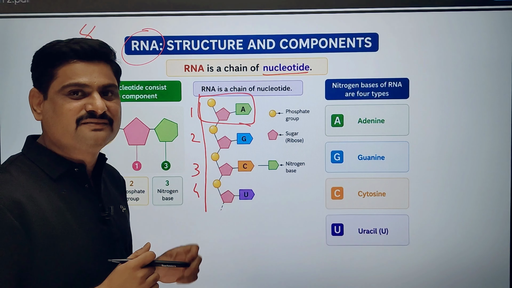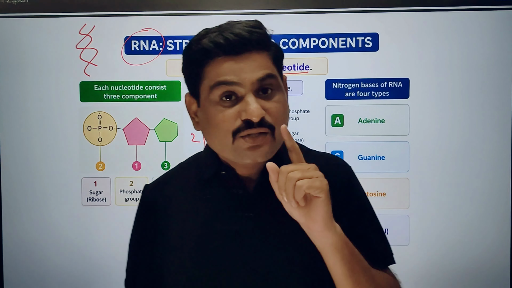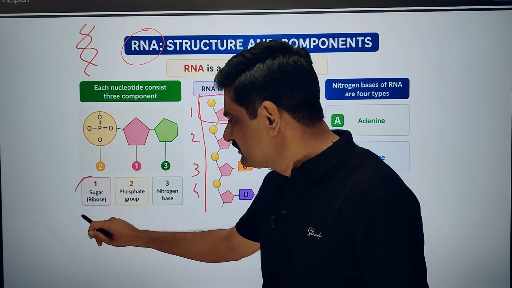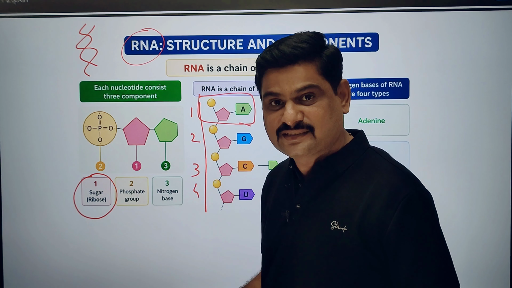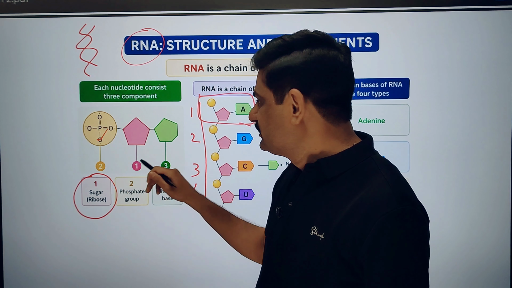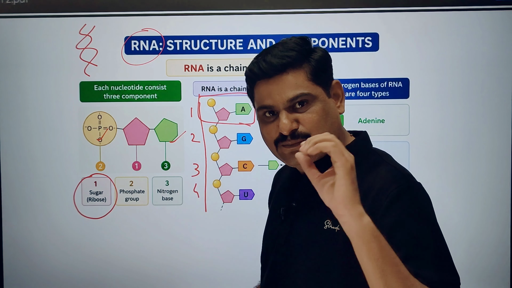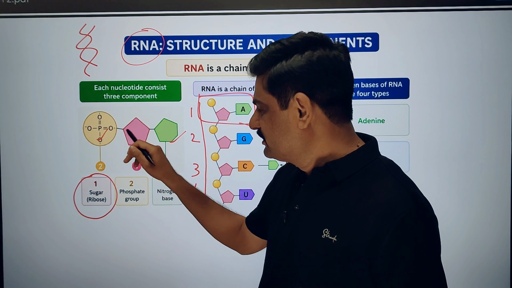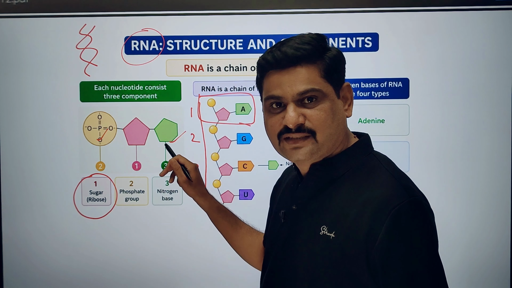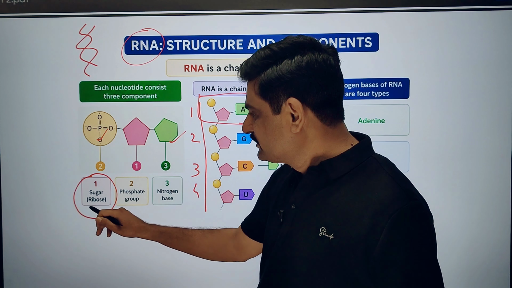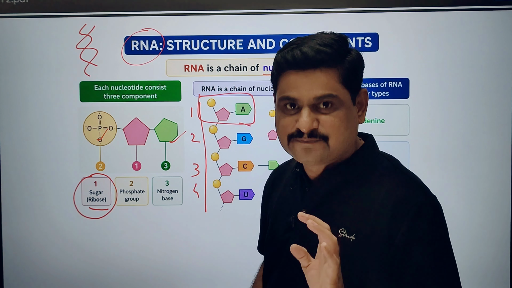Then what is the difference in the two cases? One, the sugar which is present in RNA is ribose sugar, whereas it is deoxyribose sugar in the case of DNA. So here the sugar present is ribose sugar, remember this. The rest, the phosphate group and nitrogen base, are also there. So each nucleotide is made up of 3 components: phosphate, sugar, nitrogen base. Sugar present in DNA is deoxyribose and sugar present in RNA is ribose.